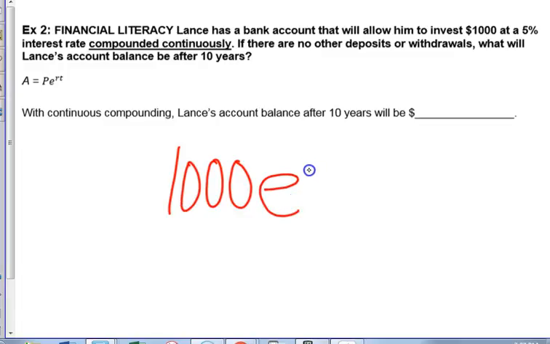Times e to the what? Can you read the question and help me out? The rate is 5%, 0.05. Okay, 5% is 0.05 times the time, which is just 10 years. 5%, 10 years, made $648.72 in interest.